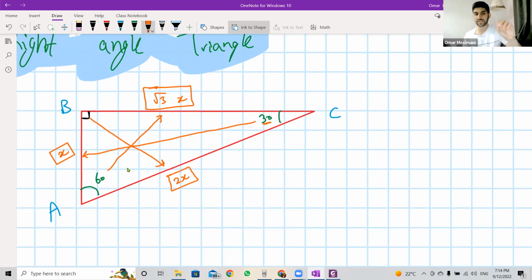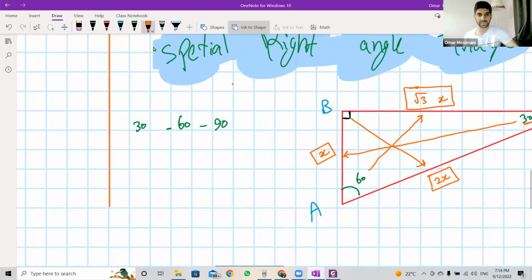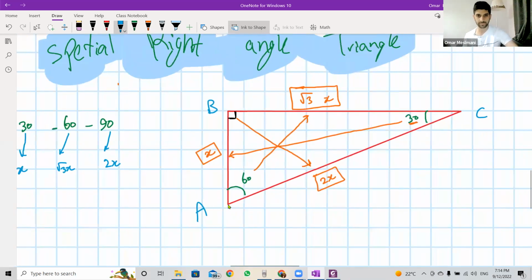Again, 30, 60, 90. Memorize it like this. Take the 30, the opposite side of the 30 is x. The opposite side of the 60 is going to be root 3 x. The opposite side of the 90 is going to be double it, which is 2x. How is the question going to be? The question is going to be like this.